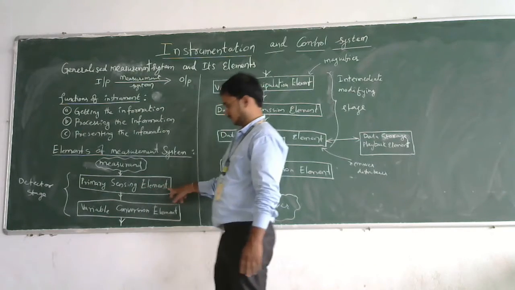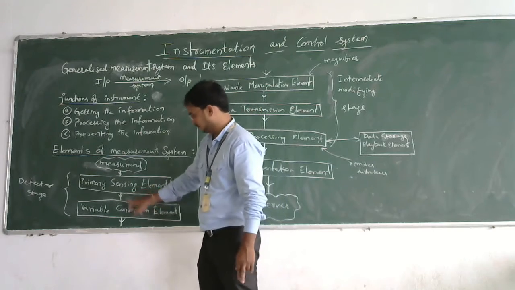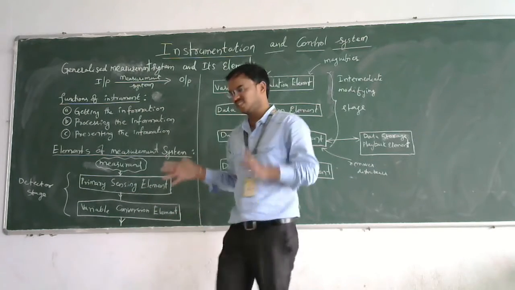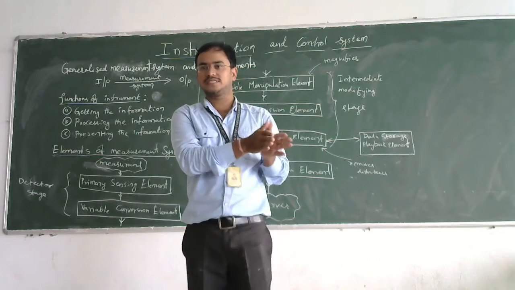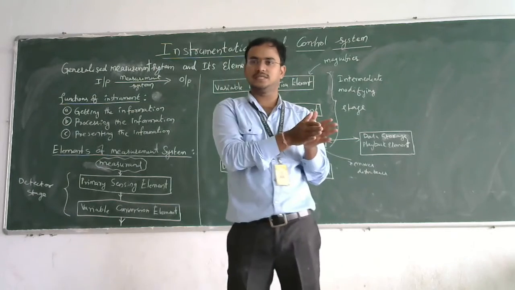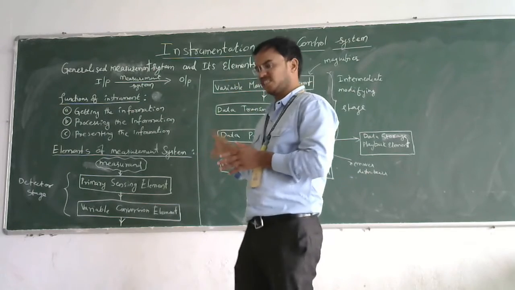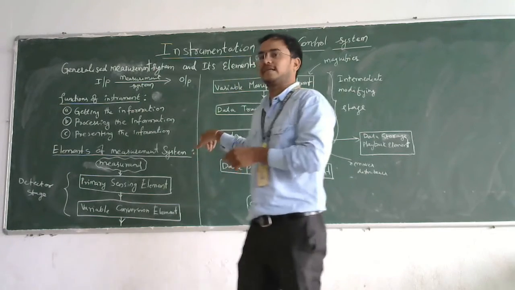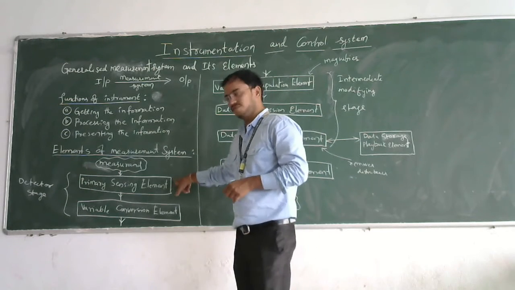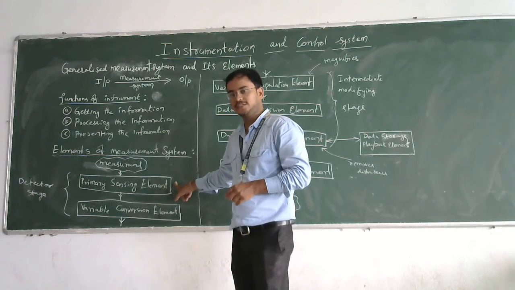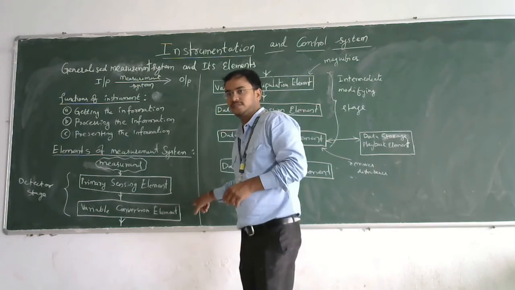First we will absorb the signal from the measurement. Then it will be given to a variable conversion element. Variable conversion element means converting one form of the signal or the physical quantity into another form. Its function is like a transducer. A transducer's function is to convert one form of energy or signal into the other form.